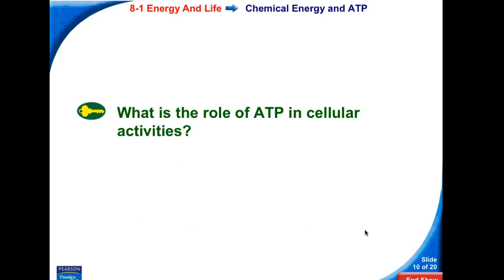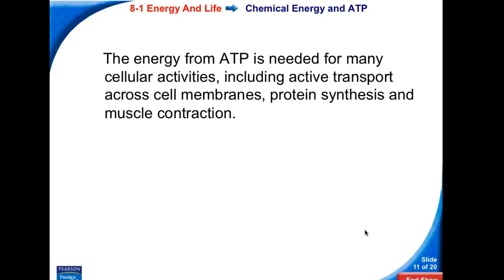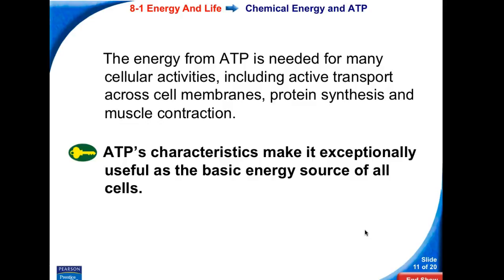So what is the role of ATP in cellular activities? The energy from ATP is needed for many cellular activities, including active transport, which we discussed when we did cell membrane structure and function, protein synthesis, which we will discuss later, and muscle contraction. Every time you contract or relax your muscles, that requires a source of ATP. ATP's characteristics make it exceptionally useful as the basic energy source of all cells. That's a key concept.